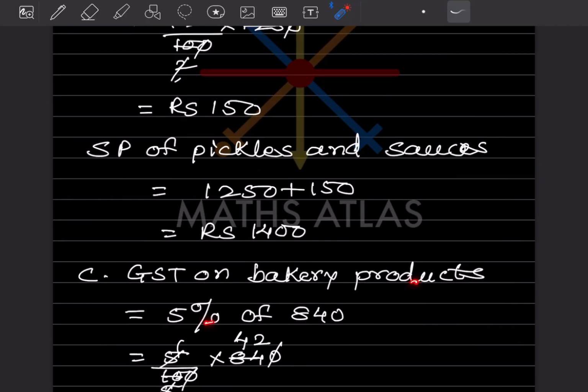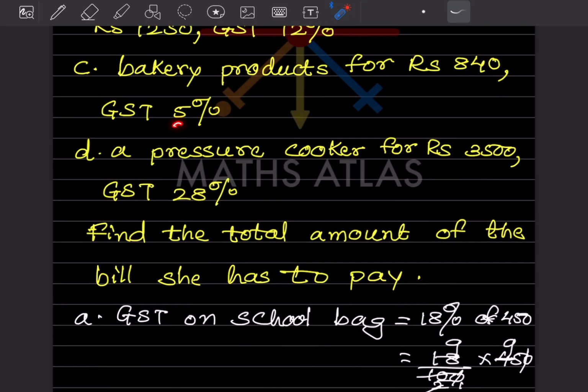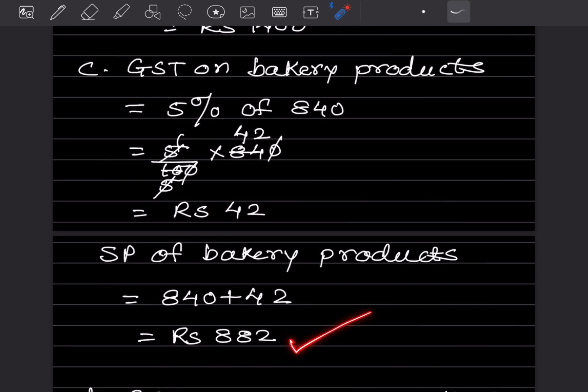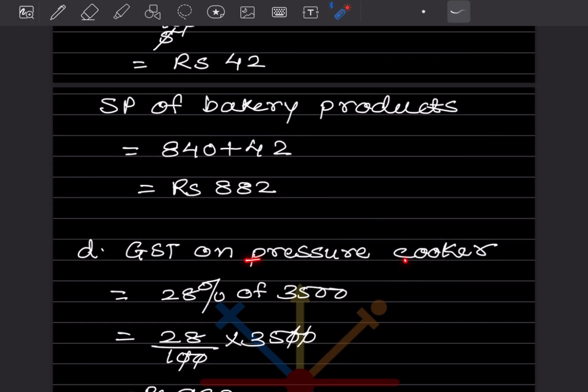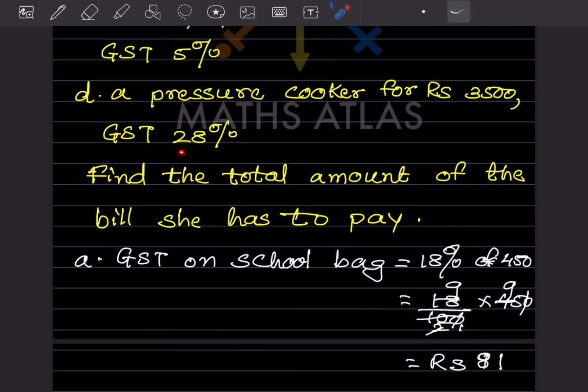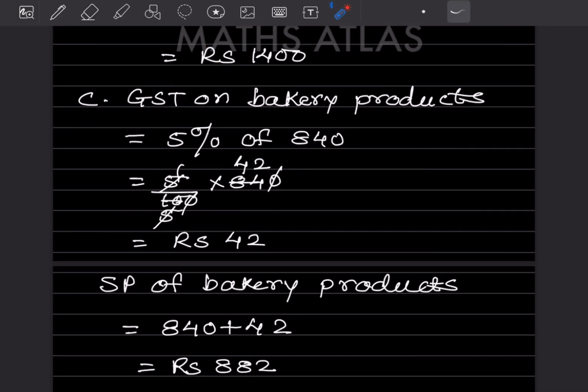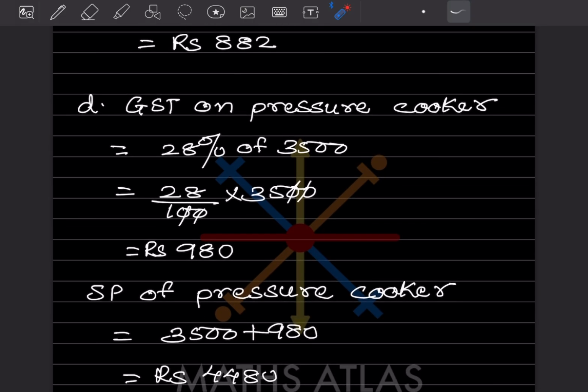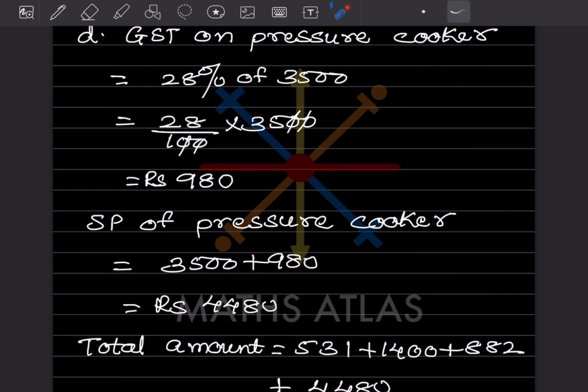GST on the bakery products, 5% of 840, that is going to be rupees 42. So the selling price of bakery products means 840 plus 42 of GST. So that will be 882. So the GST on the pressure cooker, that is 28% of 3,500. So this is going to be 28 by 100 into 3,500, that will be 980. So the selling price of the pressure cooker is 3,500 plus 980, which is 4,480.